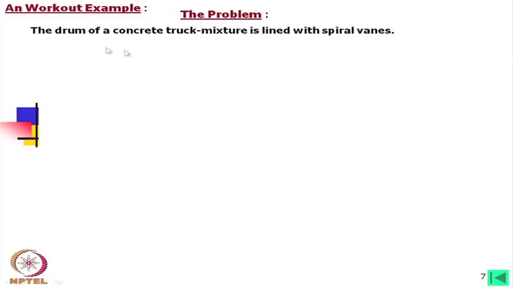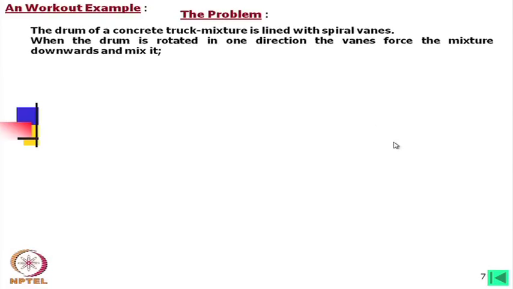To avoid that, this is done. Also, this is used for cement manufacturing, and there might be other uses also. So there we use a drum which should be rotated while it is being carried. Now, this drum is rotated in one direction. If it is rotated in one direction, the vanes force the mixture downwards and mix it. It is mixing.